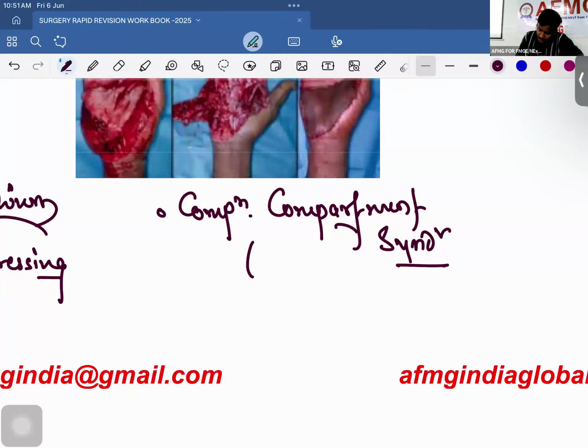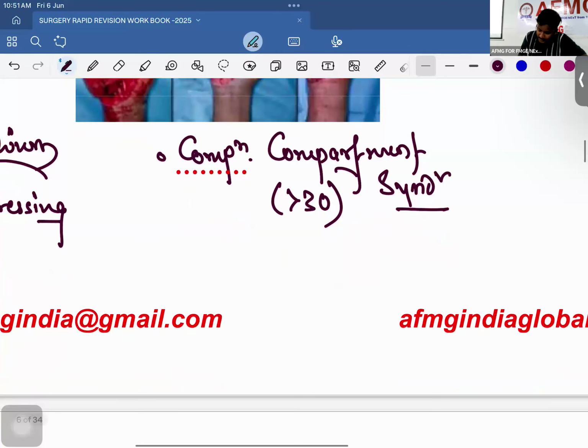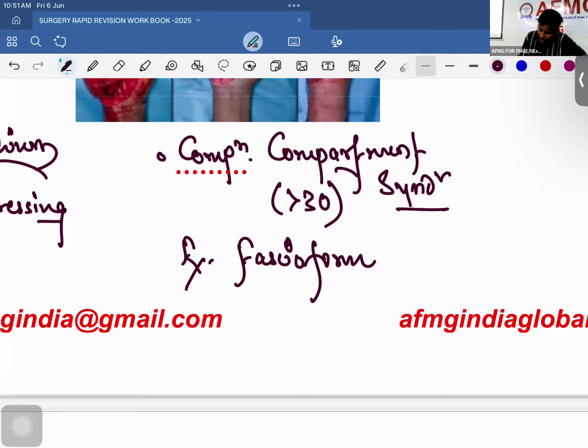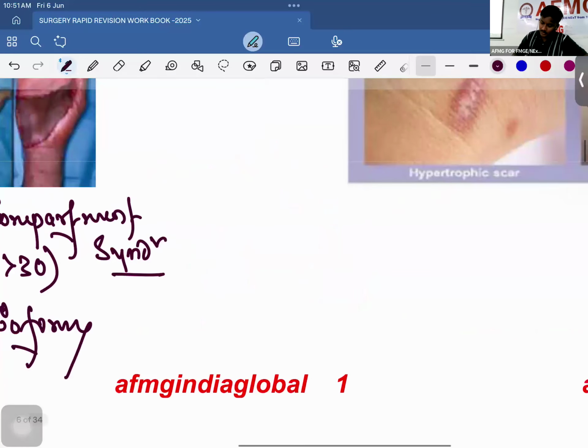The compartment pressure is going to be more than 30 millimeters of mercury. And we know here there is compression of blood vessels and nerves, due to which the patient has severe pain and swelling. If they ask you what is the treatment for compartment syndrome, we know the treatment is called fasciotomy, beta. In fasciotomy we have to make multiple deep incisions over the fascia so that the pressure gets released, beta. That is important.